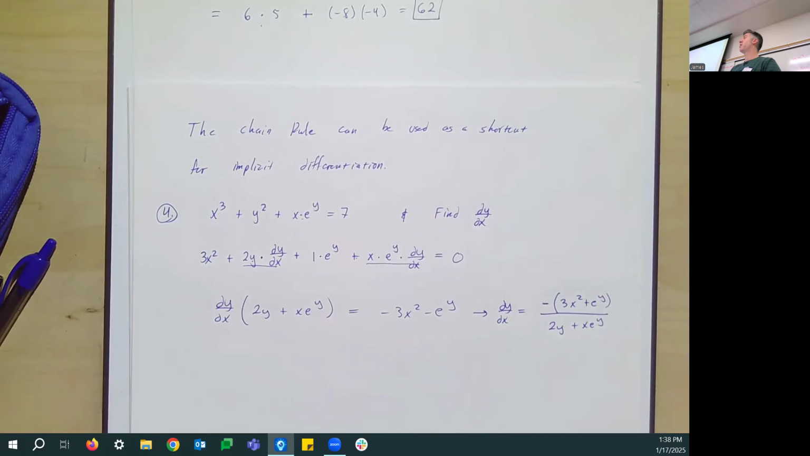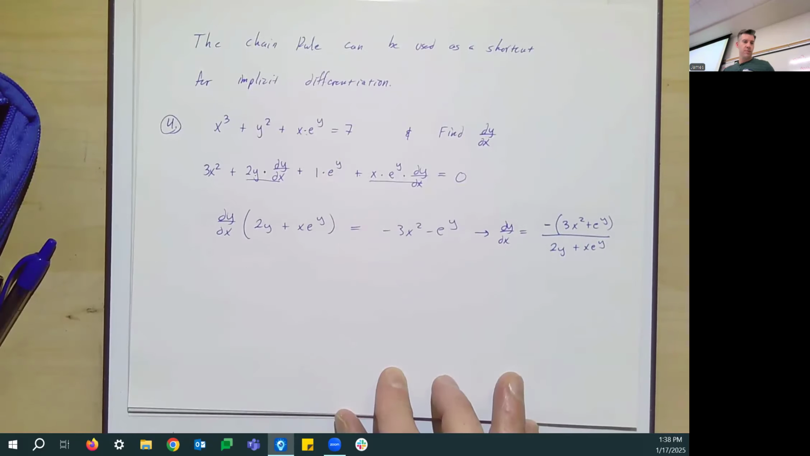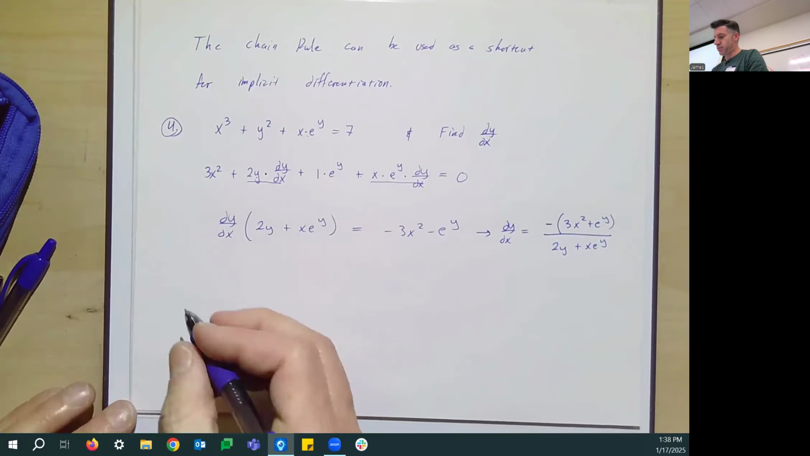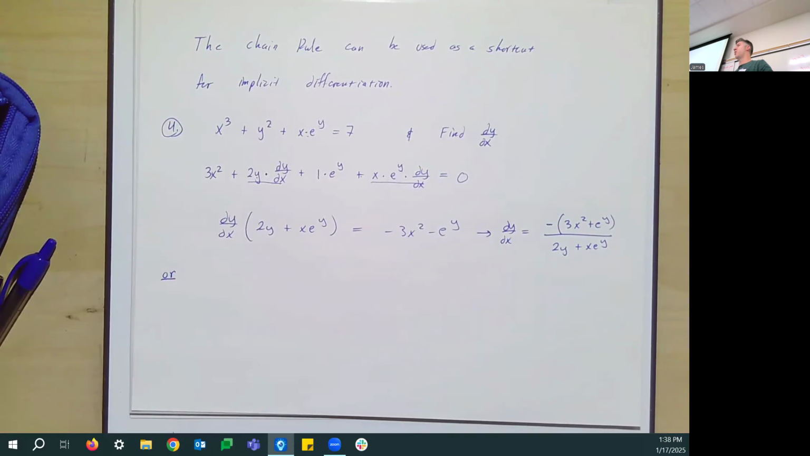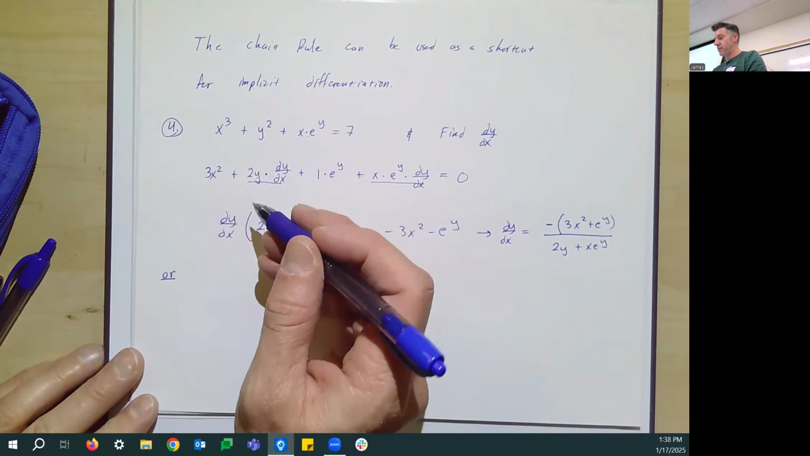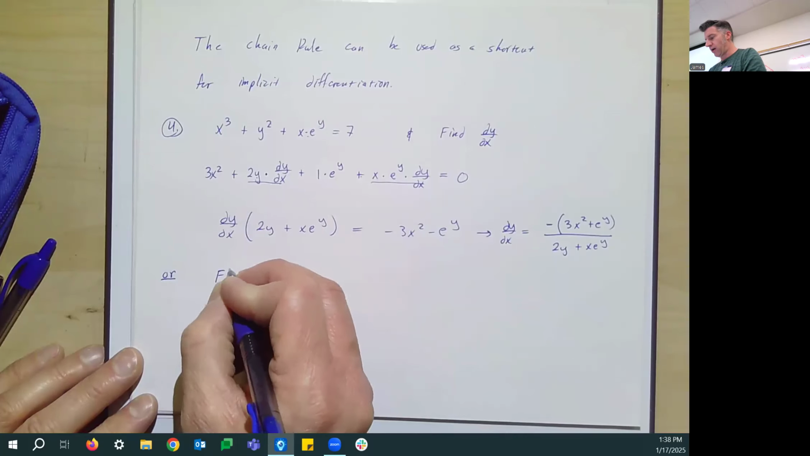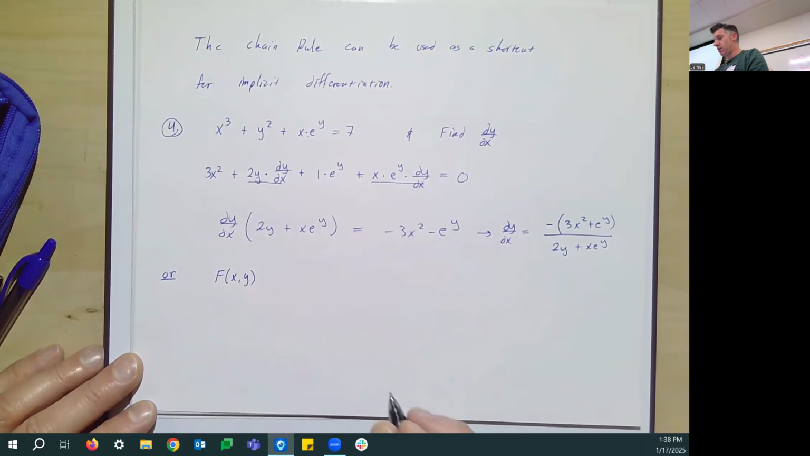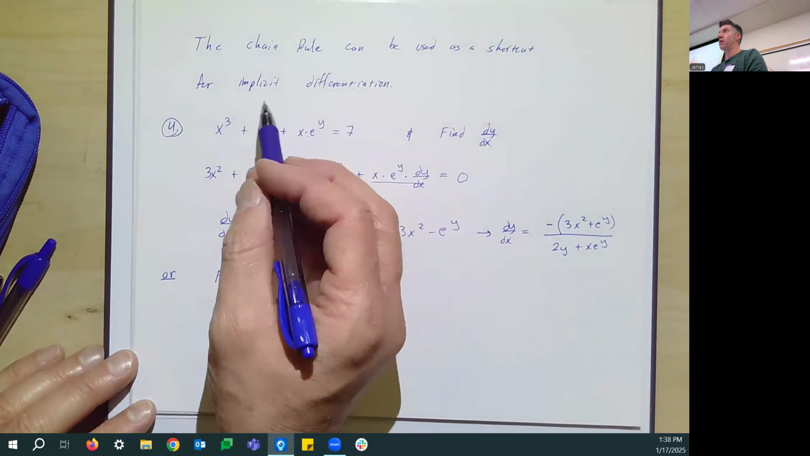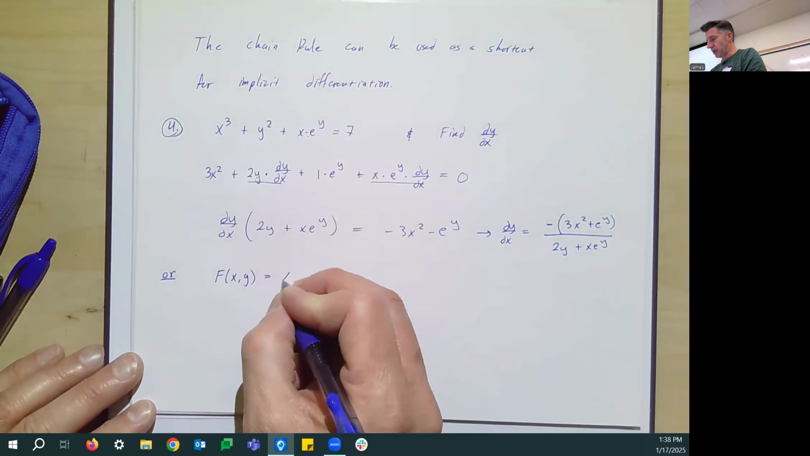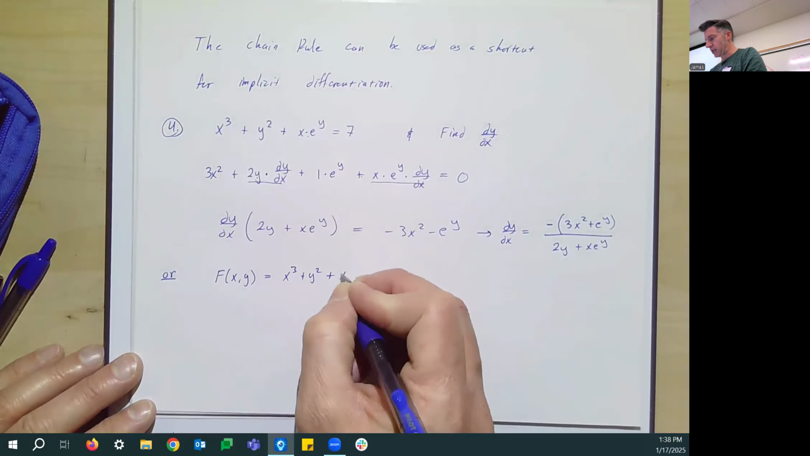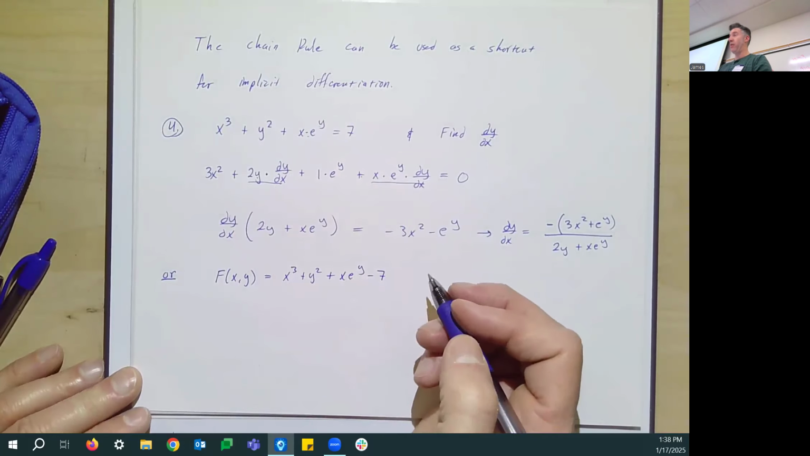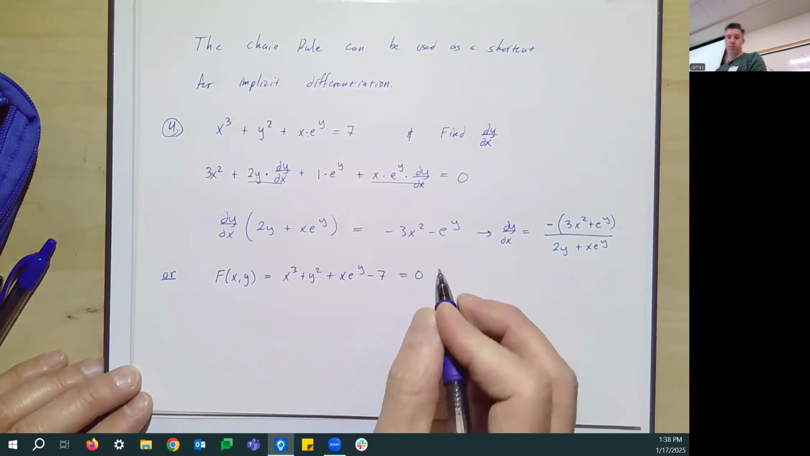Cool. We're going to do it again, but in a totally different way. So here's the idea of how we're going to do it using the chain rule. We're not going to go through this process every time, but we're going to do this process one time. So we're actually going to rewrite this just a little bit. We're going to bring everything to one side. So we're going to let our function of x and y, we're going to call it capital F, equal one side of this equation that's equal to 0. So it's going to be x cubed plus y squared plus x e to the y minus 7. And we know that that expression should be equal to 0.